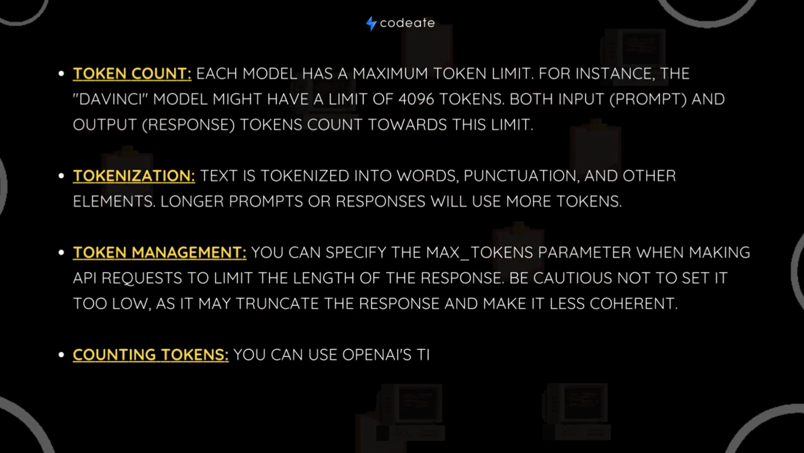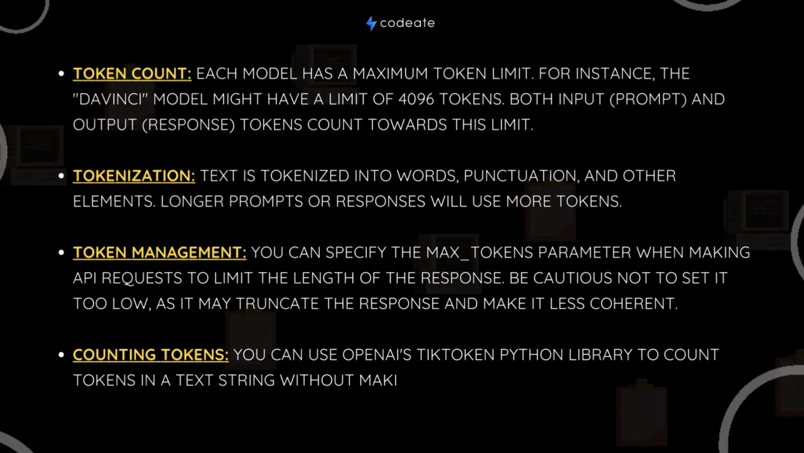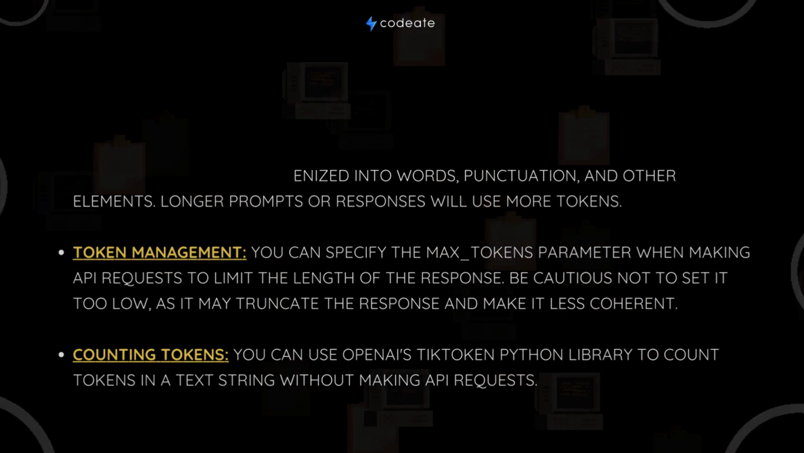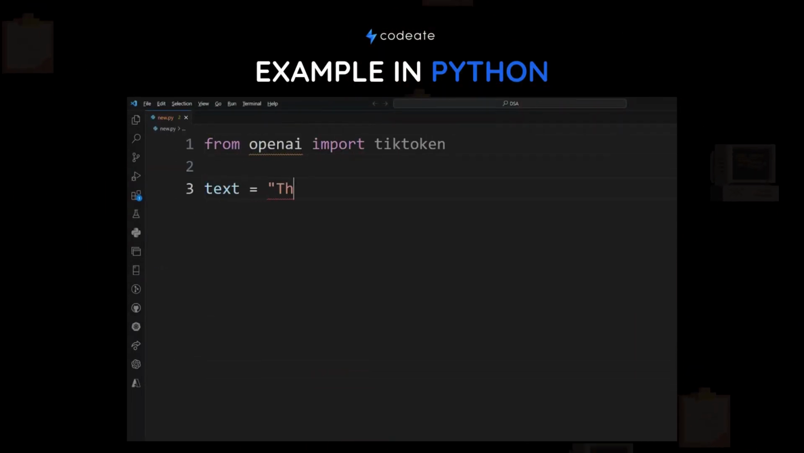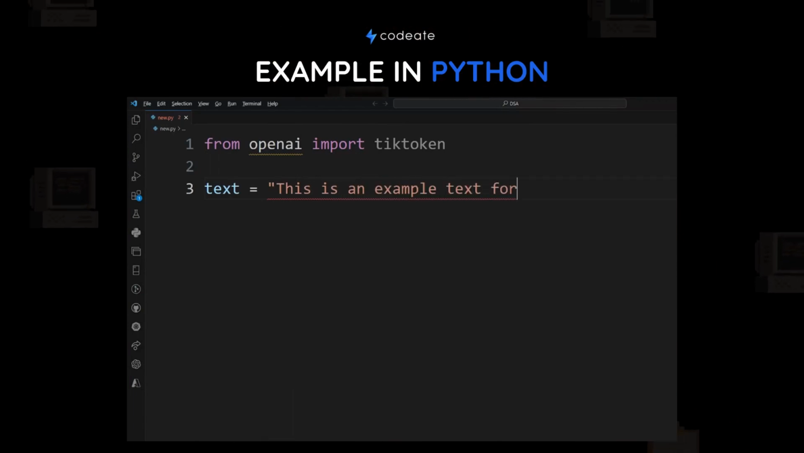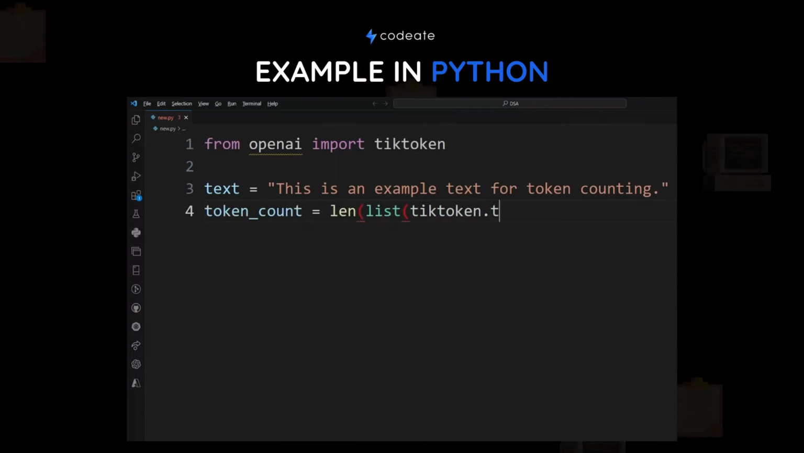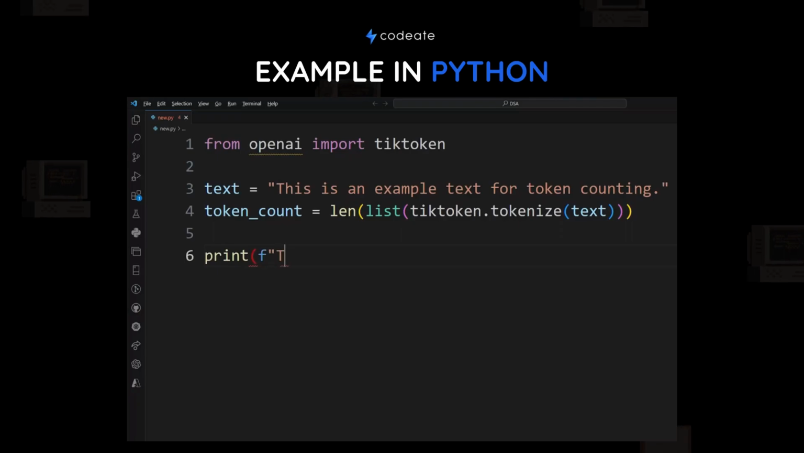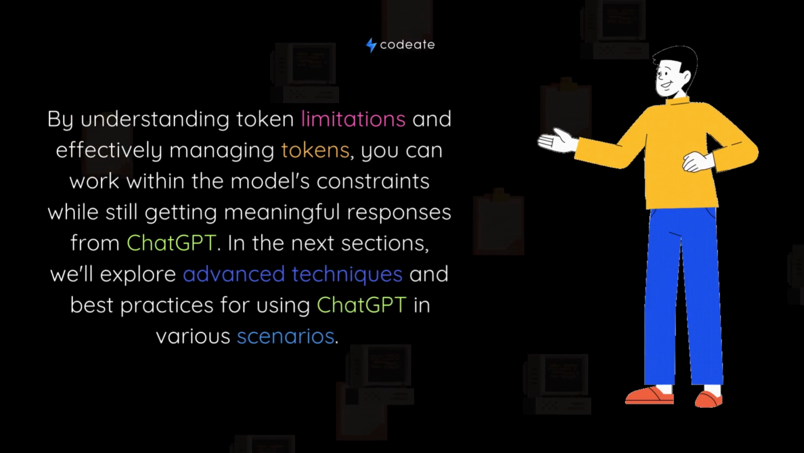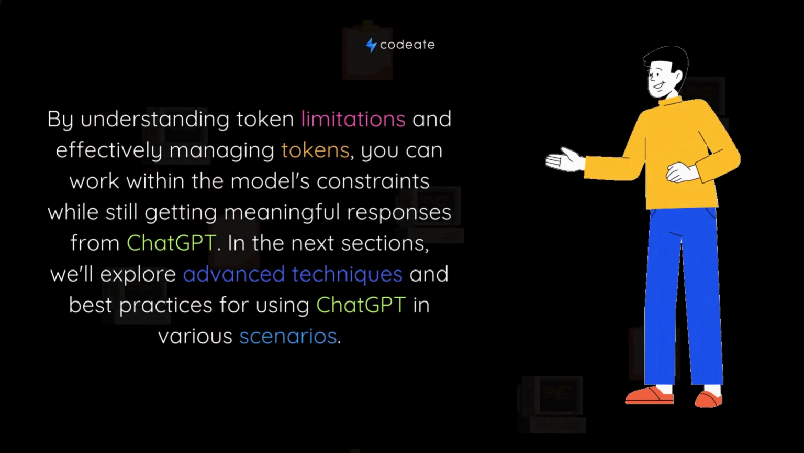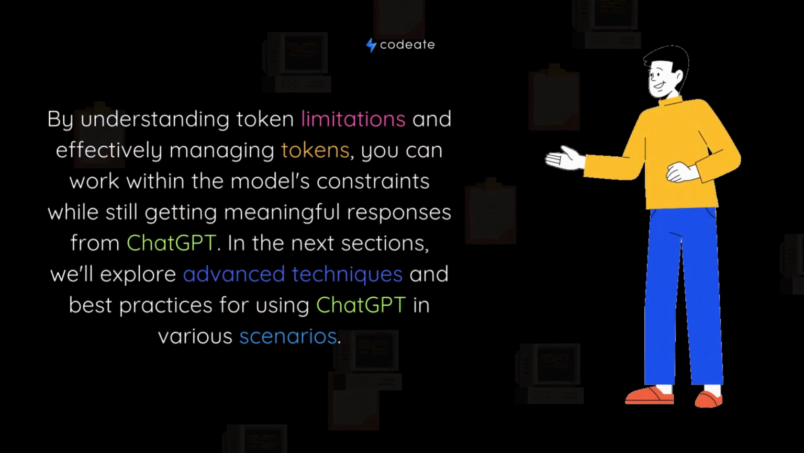Counting tokens. You can use OpenAI's tiktoken Python library to count tokens in a text string without making API requests. From openai import tiktoken. text equals "This is an example text for token counting." token_count equals len(list(tiktoken.tokenize(text))). print("Token count:", token_count). By understanding token limitations and effectively managing tokens, you can work within the model's constraints while still getting meaningful responses from ChatGPT.